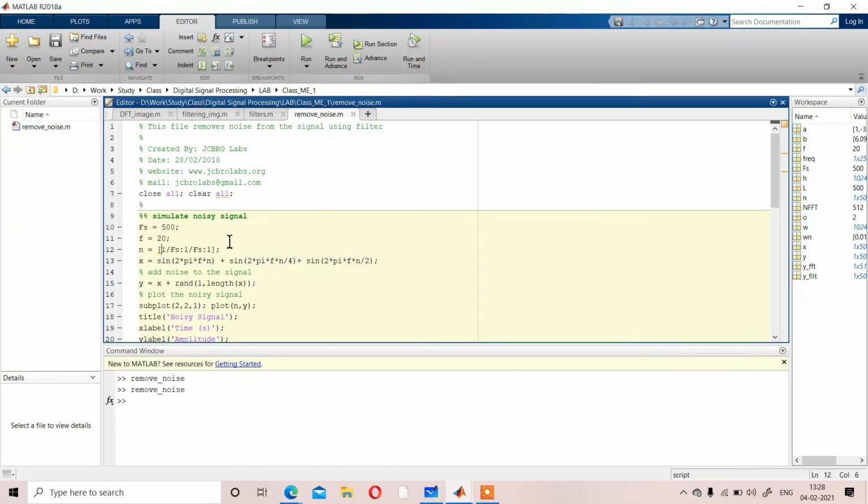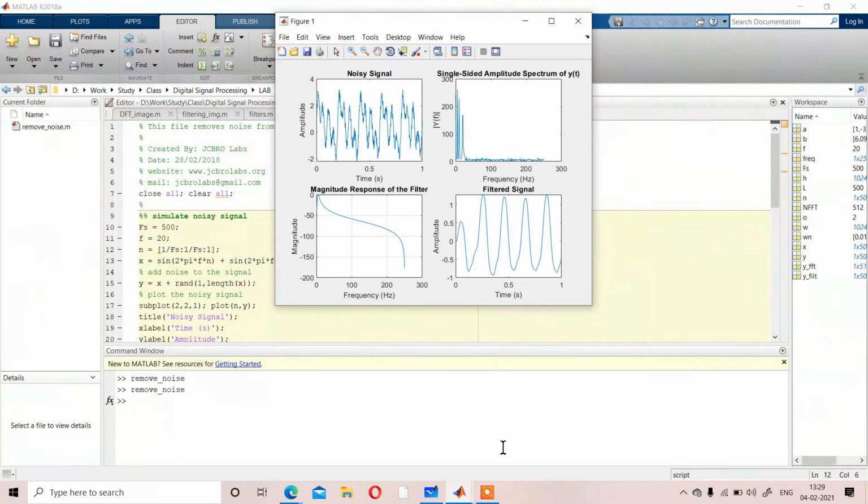Okay, n defines the sampling period, means up to how much range we are going to check, and it is defined from a gap of 1 by fs up to a range 1. And what is happening here, simply, the sampling period will start from a 0 point and it will end at a 1 point, and the sampling time gap will be defined by 1 by fs.